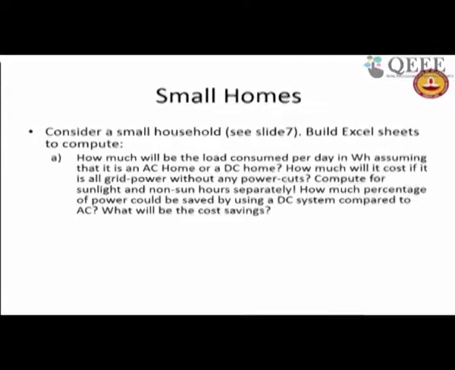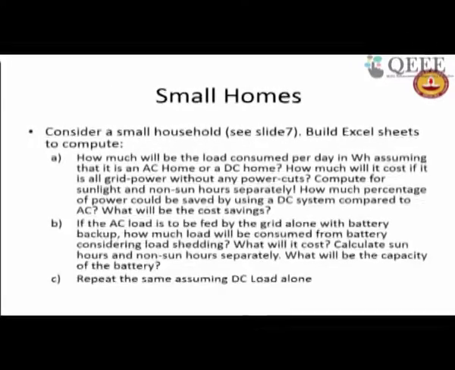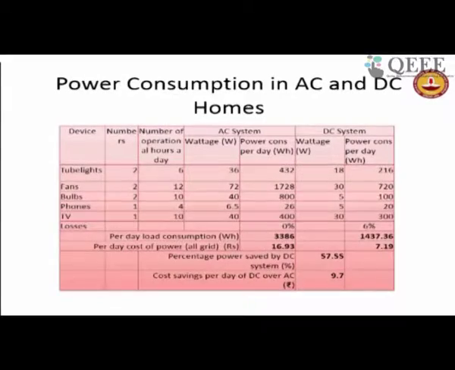How much will be the load consumed per day in watt hours, assuming AC homes, and next assuming a DC home? How much will it cost if it is all grid power without any power cuts? There are no power cuts. Compute the sunlight and the non-sunlight load separately. What percentage of power can be saved in DC homes vis-a-vis AC homes? So this was the first question, and I'll skip this now, and this is the answer.